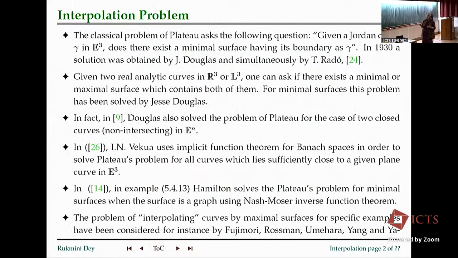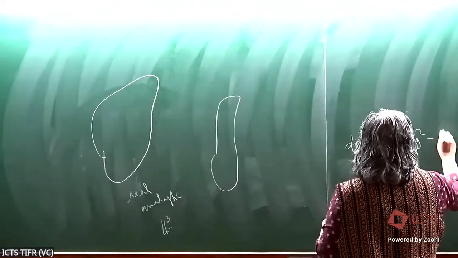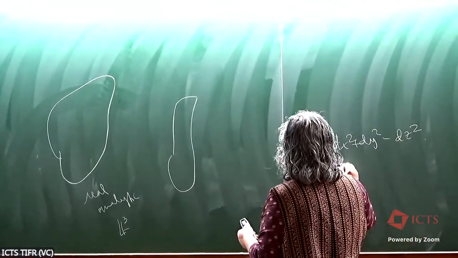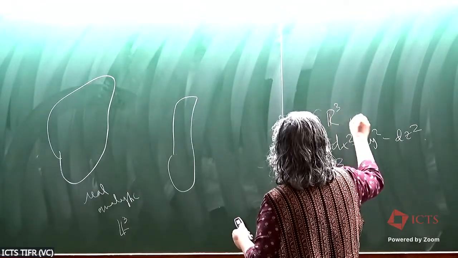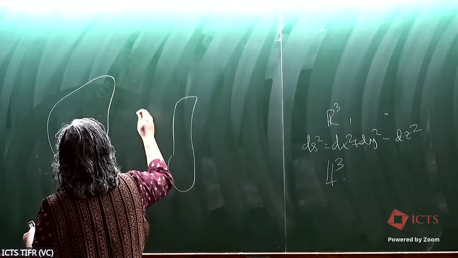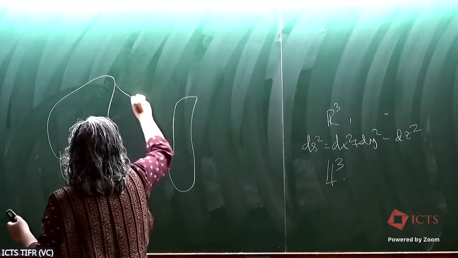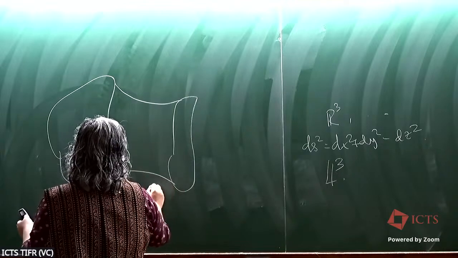So what is the interpolation problem? There are many versions of this, but the one I am going to look at today is like if you have two curves which are real analytic. The first problem is going to be in L3. L3 is, by the way, ds squared is dx squared plus dy squared minus dz squared. This is the Lorentzian R3 equipped with this metric. So there are two real analytic curves. How close should they be so that there is a ZMC or a CMC surface between them? That is my question. How close?